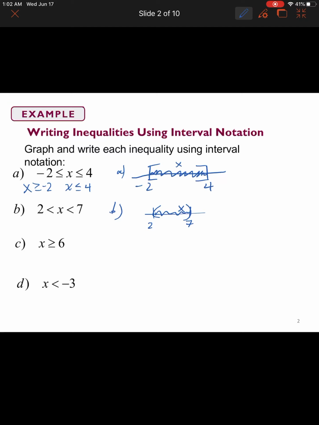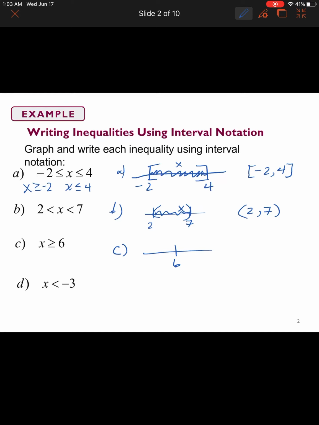I forgot to put the interval notation for part A, so we're going to go back up here and put interval notation. What we just gave you was the graph, so you use the information that you put on your graph to write the interval notation. That's telling us x is between -2 and 4, including the values of -2 and 4. Part B is telling us x is between 2 and 7, but do not include 2 and 7. And C and D are performed in a similar layout.